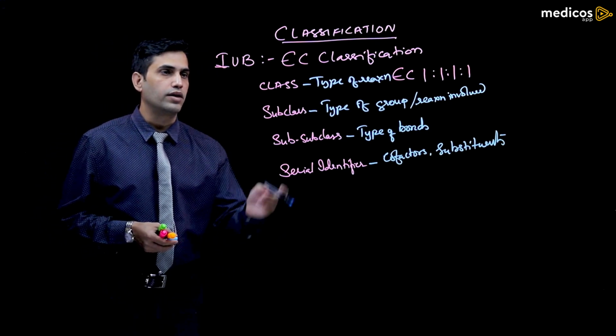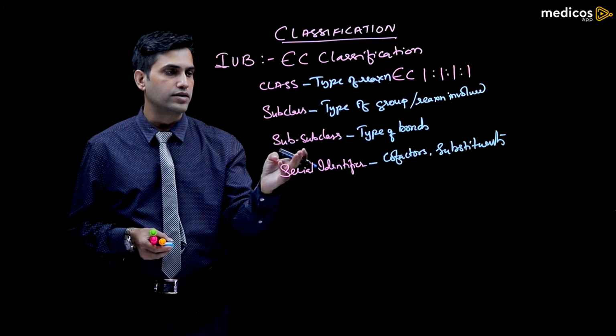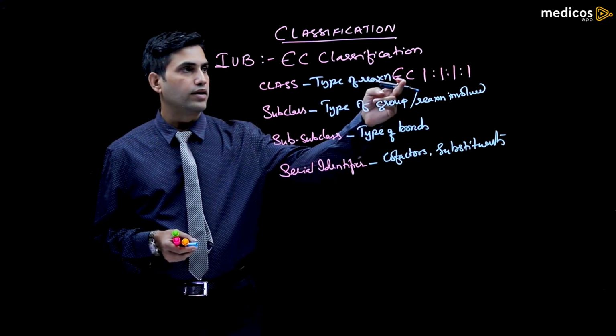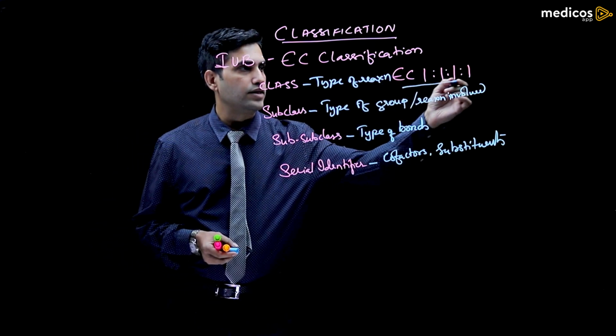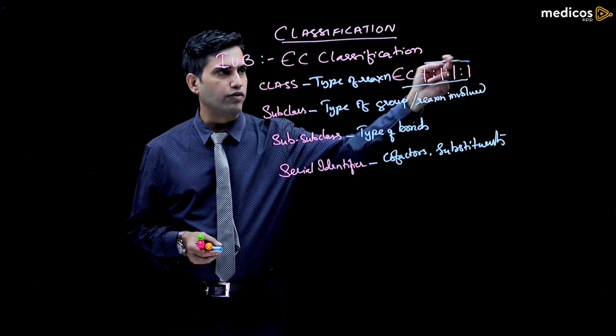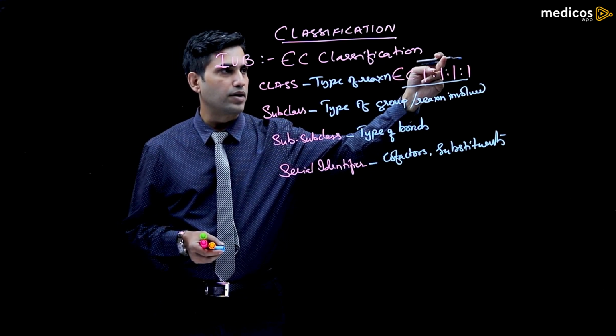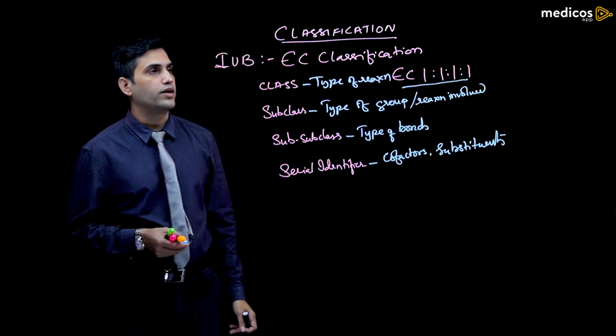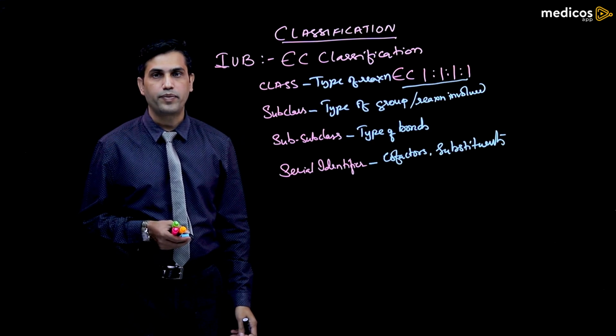Okay. So, a class, subclass, subclass, and a serial identifier. So, EC, there are 4 numbers after EC, 1, 2, 3, 4. This denotes class, subclass, subclass, and your serial identifier. Okay.